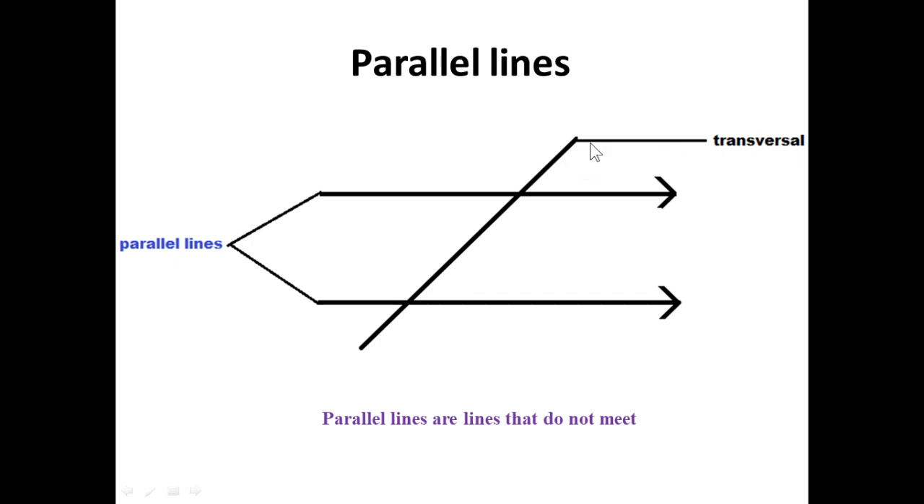When that line of transversal cuts across parallel lines, angles are formed. An angle is formed here, here, here, and here, and so on for all eight angles. All these angles that are formed have names and they have relationships, and those are the things we are going to be talking about under parallel lines. So don't forget, we have parallel lines and a line that cuts across them, the line of transversal, and different angles are formed. In the next slide, we'll be talking about those angles.